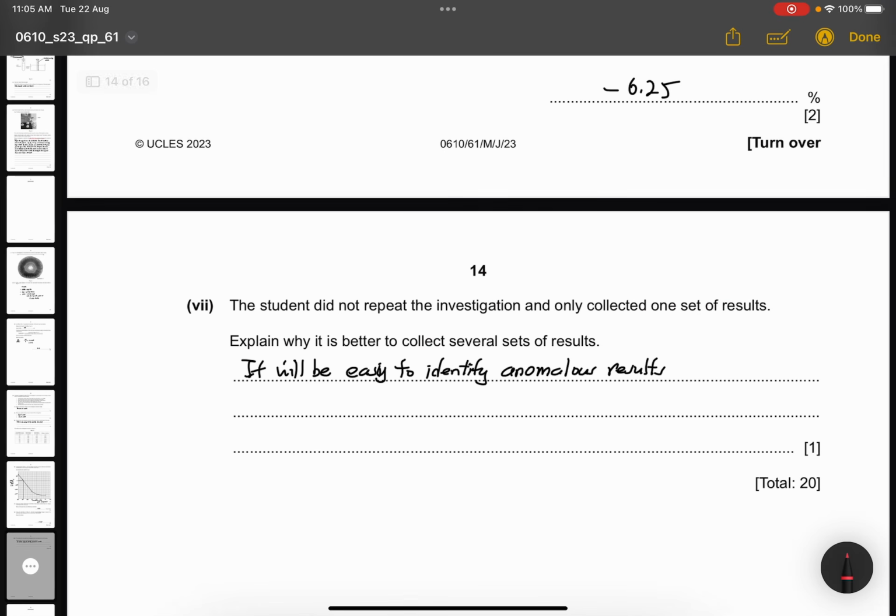Last part, the student did not repeat the investigation, only collected one set of results. Explain why it's better to collect several sets of results. Because it is easier to identify anomalous results.